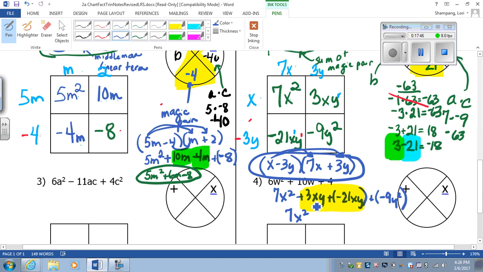And we can see that when we multiply those two binomials, we get what we started with, 7x squared minus 18xy minus 9y squared.